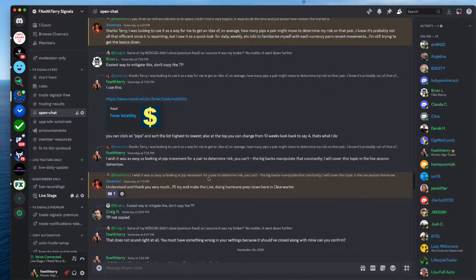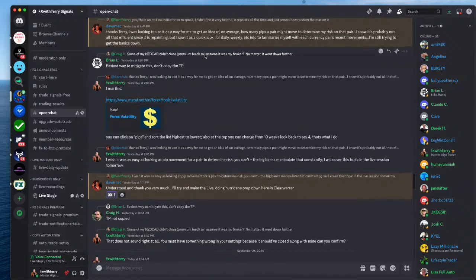basically, I think they were talking about risk. Yeah, it's right here. So someone said, looking for a way to get an idea of an average, how many pips a pair might move to determine my risk on that pair. I can show you how to look at, and I gave the reference here. How many pips? Let's just click on the link, and we'll go look at it.